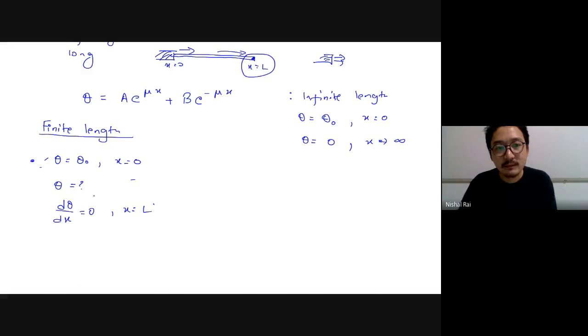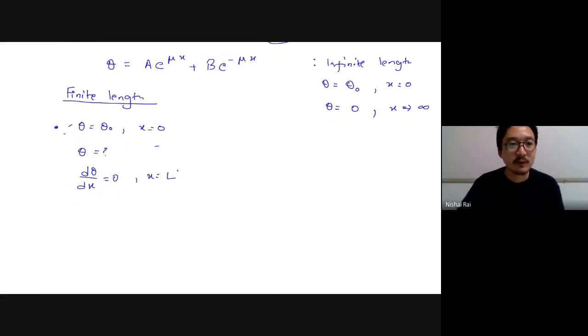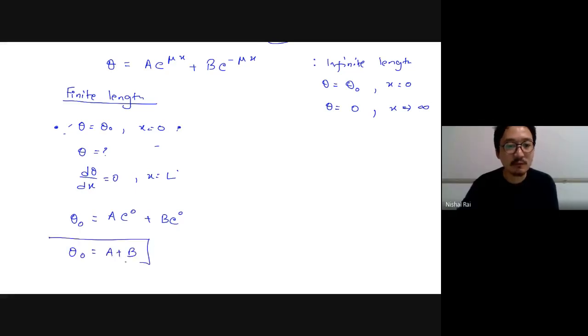Okay. Now again, we will proceed in this manner. So first, let's use this boundary condition. We put it over here. So theta should be what? Theta naught, or theta 0, equal to A e to the power 0 plus B e to the power 0. Now we end up with exactly the same boundary condition as before: theta naught equal to A plus B. Now this is one boundary condition. This is one of the equations.